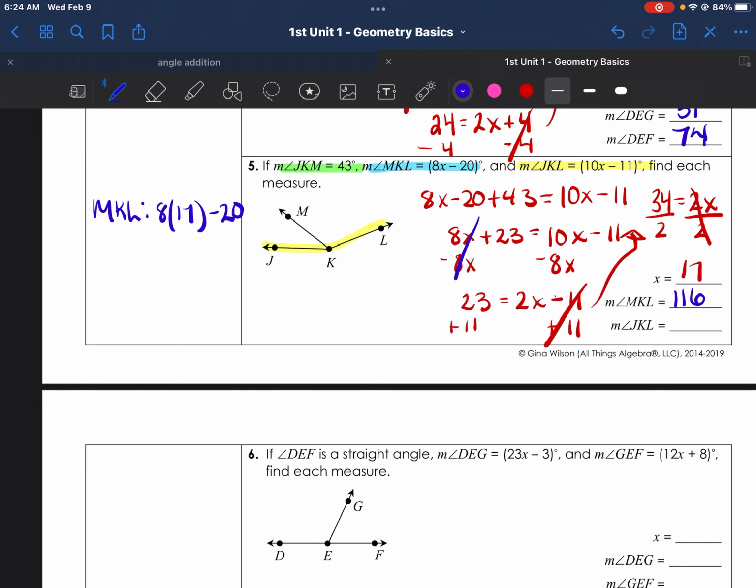Okay, so we're going to have JKL, which is 10 times 17 minus 11. So 10 times 17 minus 11 will give us 159 degrees. That's just that. If you know how to solve equations, the rest becomes easy. The only thing is you just need to know how to solve the equations. So if you are struggling with equations, trust and believe you will get more equations.